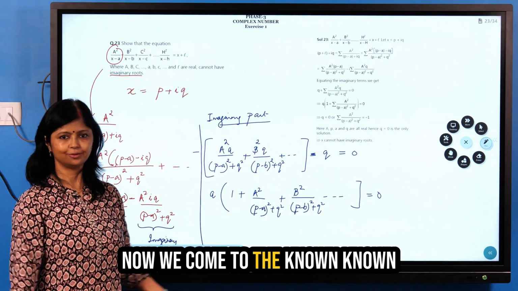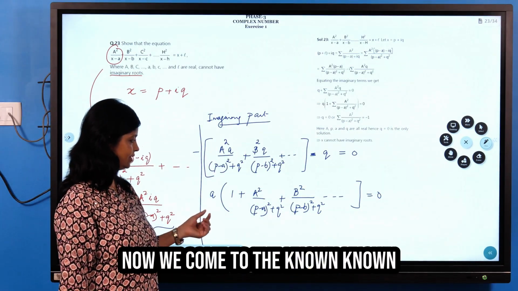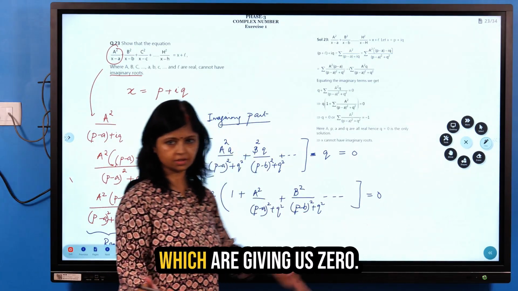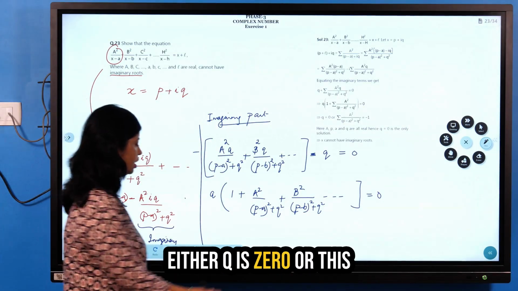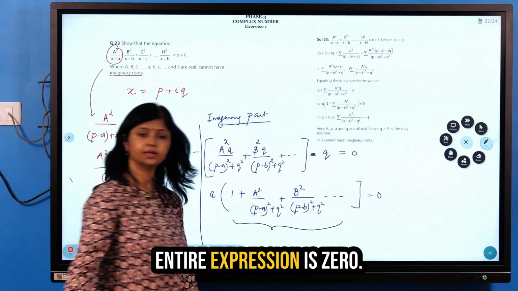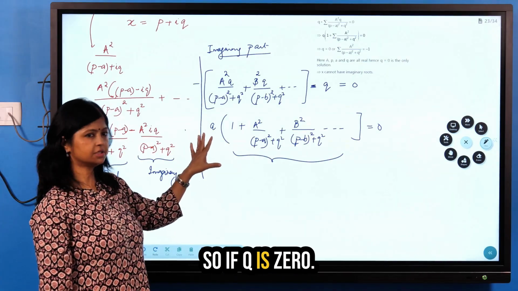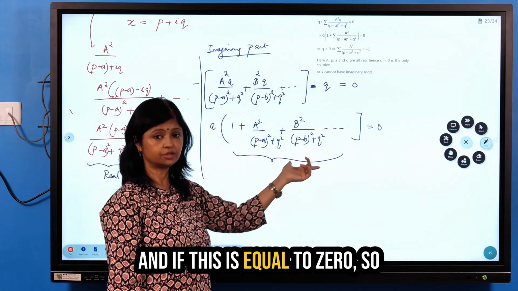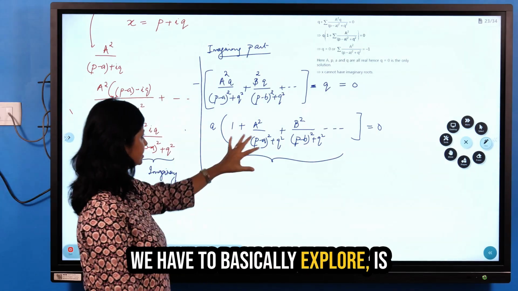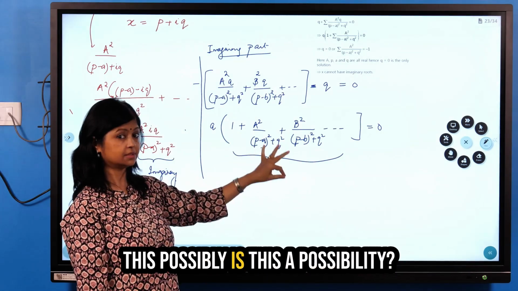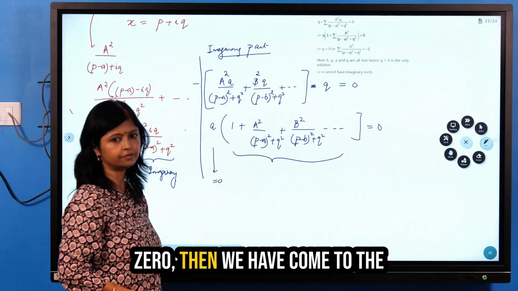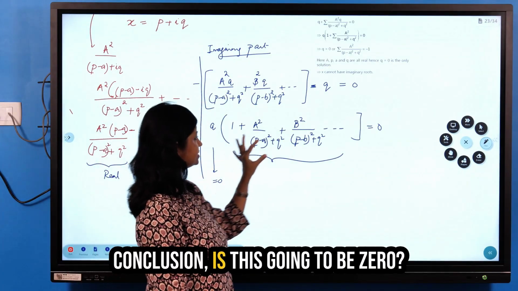Now we come to the known thing. There are two factors which are giving us 0. Either q is 0 or this entire expression is 0. If q is 0, the imaginary part is 0. And if this is equal to 0, we have to explore whether this is a possibility, because if this is equal to 0, then we have come to the conclusion. Is this going to be 0?